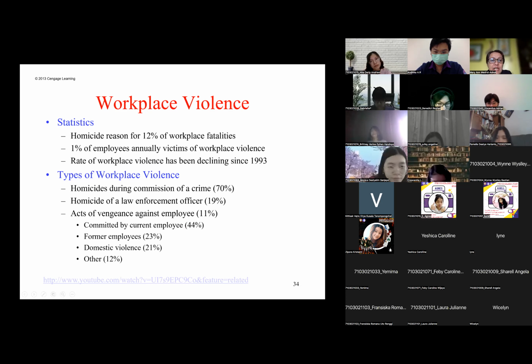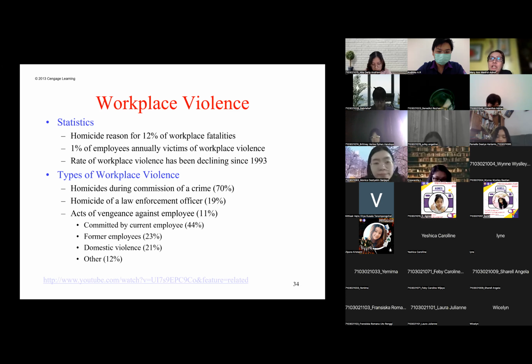There are different types of workplace violence, like killing of another person in the commission of a crime, 70%. The commission of a crime towards a police officer, 19%. Acts of vengeance towards an employee, 11%. In these acts of vengeance, violence may not necessarily be killing. It may also be destruction or stealing of the employee's property. These acts of vengeance are committed by current employees, 44% of them, and former employees, 23%.